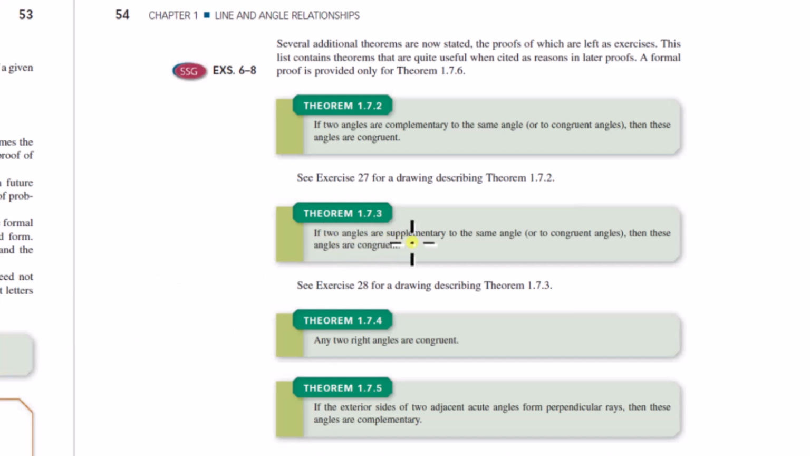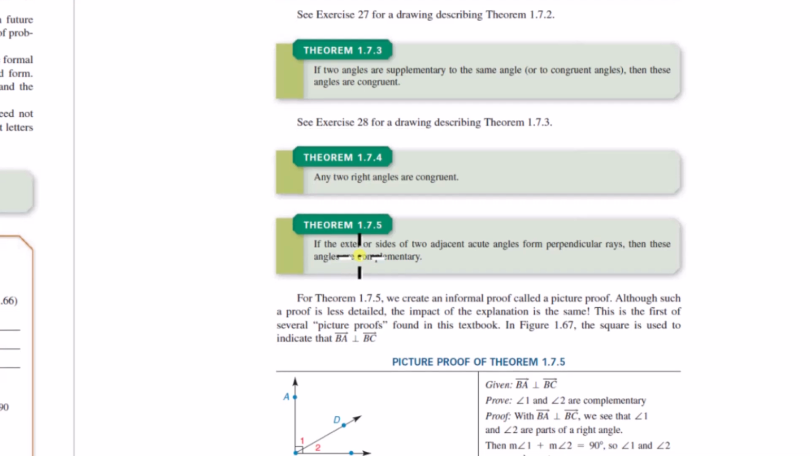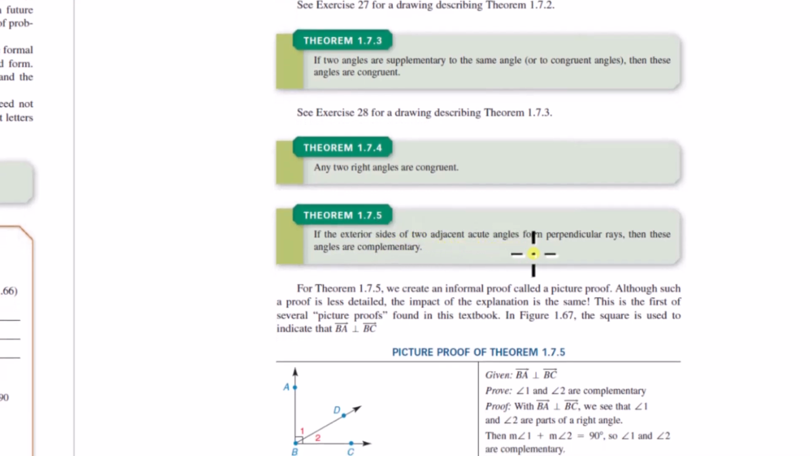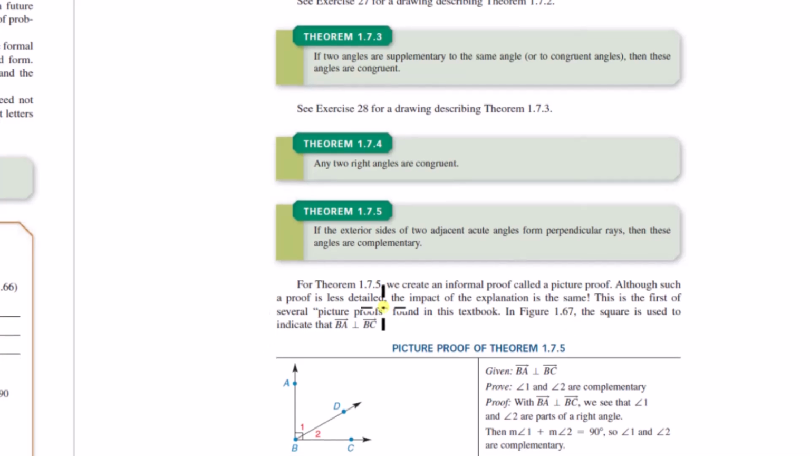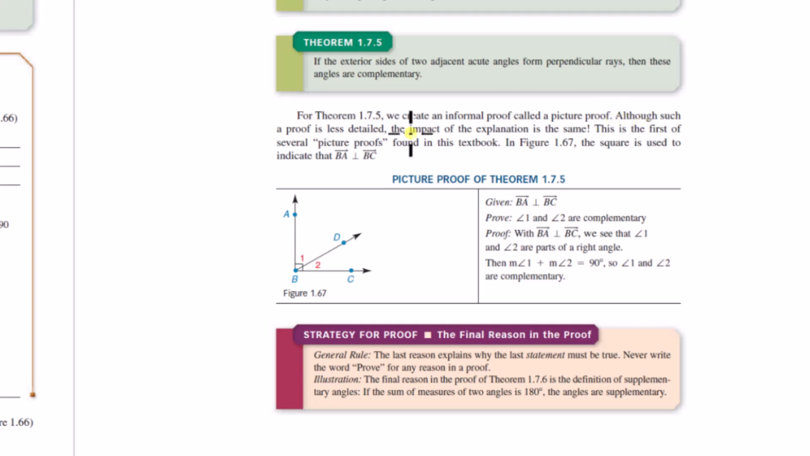If two angles are supplementary to the same angle or to congruent angles, then the angles are congruent. Yeah, same thing. Any two right angles are congruent, of course. That seems kind of redundant, but okay. If the exterior sides of two adjacent angles form perpendicular rays, then those angles are complementary. What exactly are they saying there? But they go into detail here. Let's take a look. For theorem 1.7.5, we create an informal proof called a picture proof. Although such a proof is less detailed, the impact of the explanation is the same.